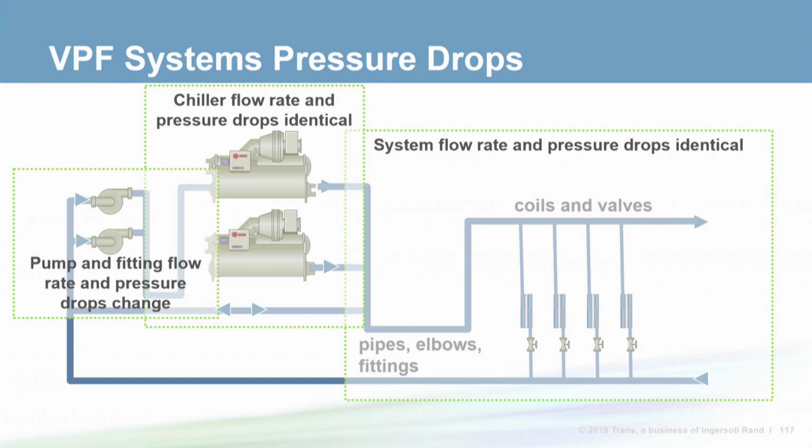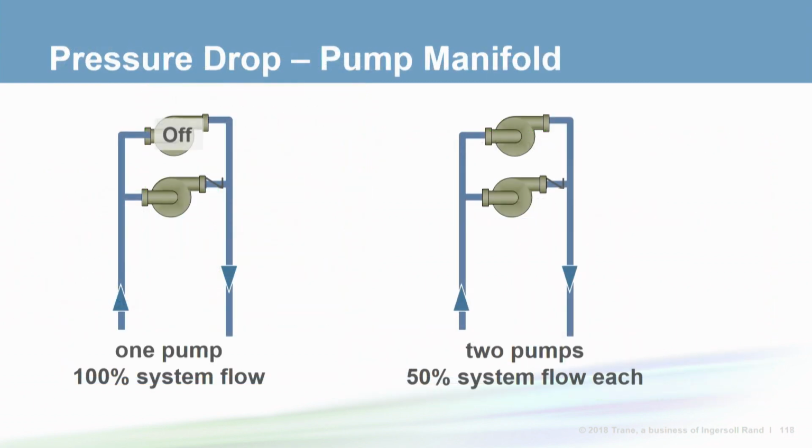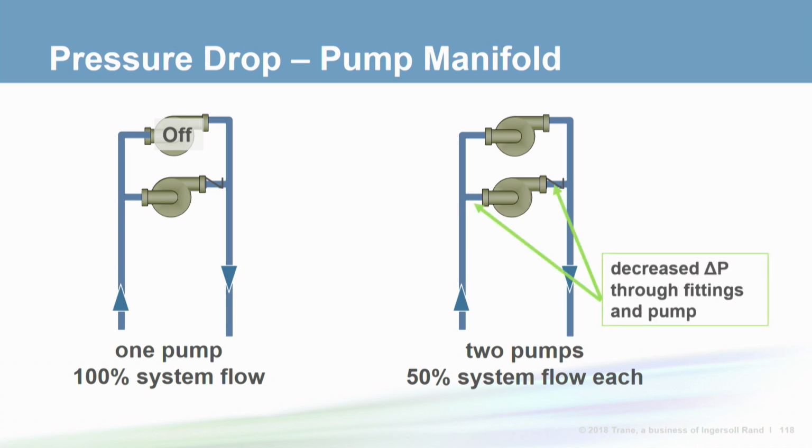Simply put, when the flow rate through the operating pump is reduced, so is the pressure drop through its fittings and the pump itself. So there is a pressure drop reduction, but it is only the pressure drop from the return manifold to the supply manifold and through the pump.